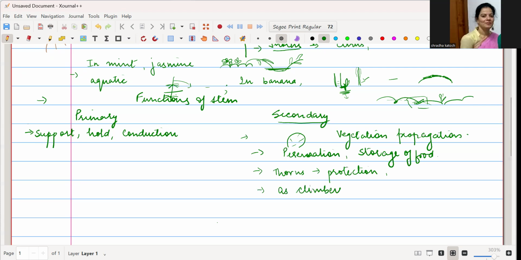So we can divide it like this: which are the primary functions and which are the secondary functions. Like in Passiflora, a very good example of climbers. Examples are very important. If you are reading NCERT also, examples are so important, and if you are giving competition exams also. So this was about the stem. This has been read before also. There is nothing new, but what is new is a little elaboration, a few examples, what exactly they signify, and the rest is the same.